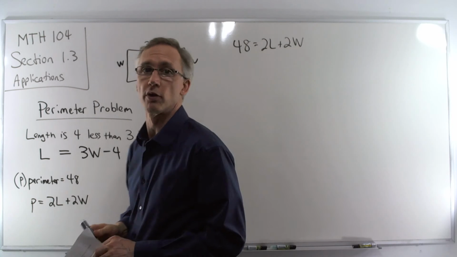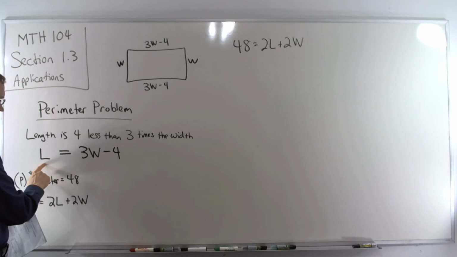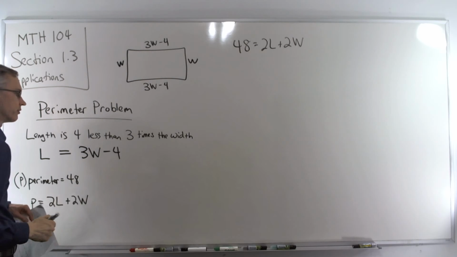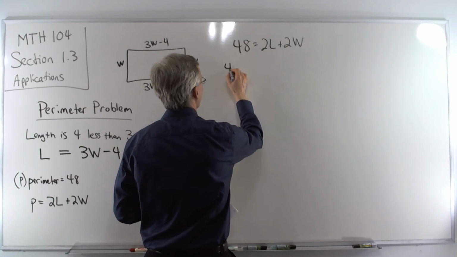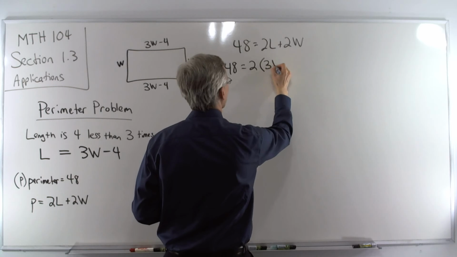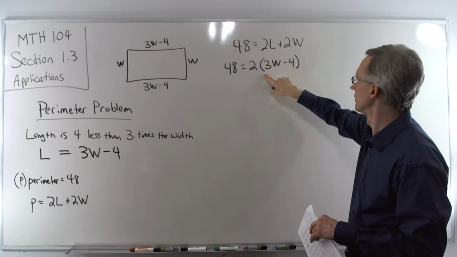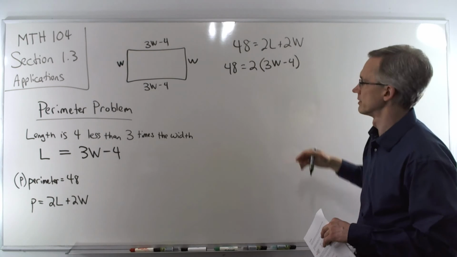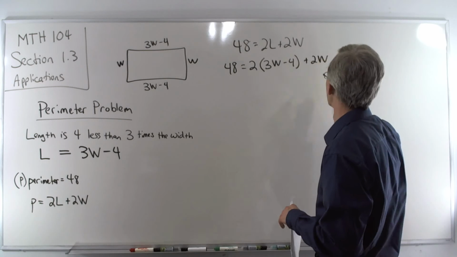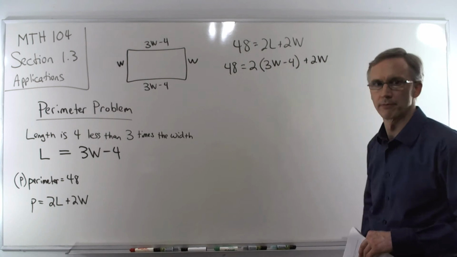And now we need to get rid of one of these variables. It's called substitution. So we have this expression for the length. So we're going to replace L with what it's equal to. So everywhere you see an L in the equation, just write in 3W minus 4 instead. So we've got 48 equals 2 times, now put it in parentheses, 3W minus 4, because we have to multiply 2 by the entire quantity L. So that means we're going to need to distribute into the parentheses. And finish it off with 2W. So there's the same equation written with L substituted for.